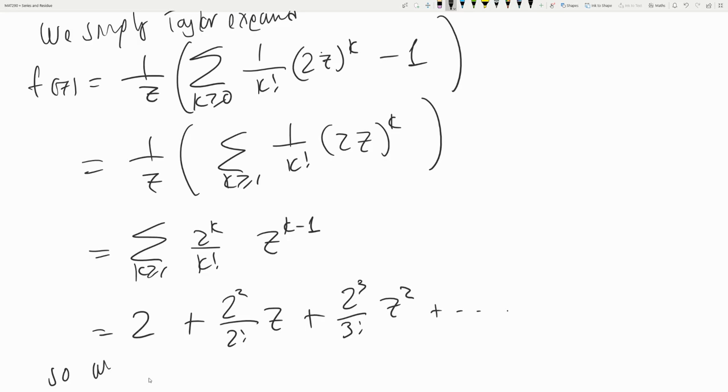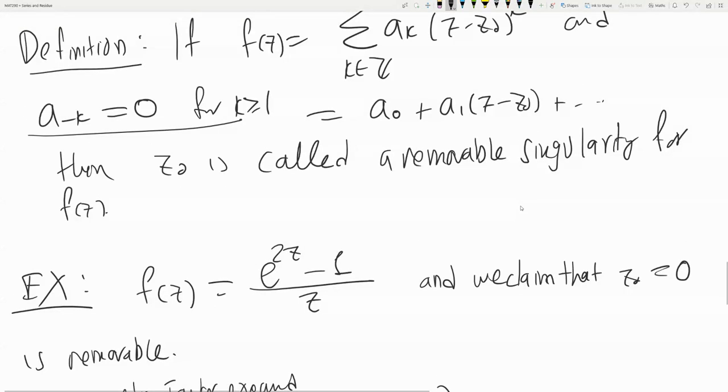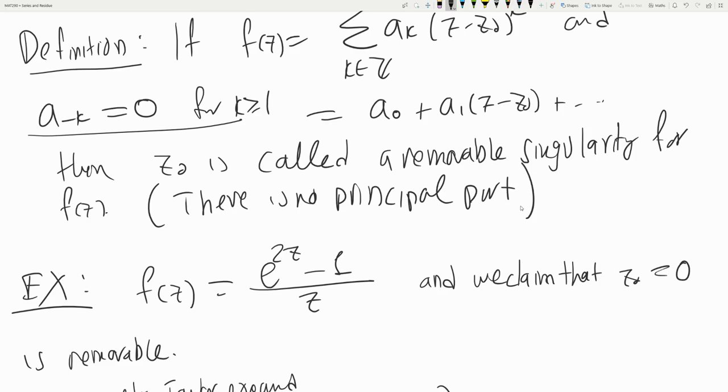Okay, so we see that a of minus k are all 0 for k bigger than 1. There is no principal part, no singularity part. Now this is a bit surprising. You see this z on the bottom, you will think that 0 is a problem, but it's not.